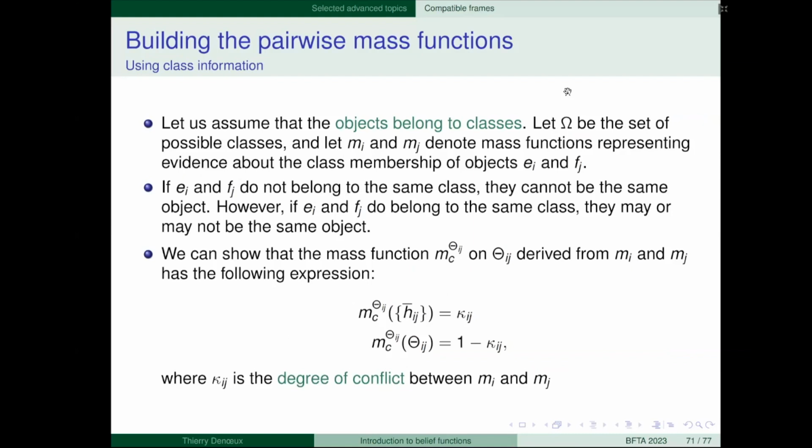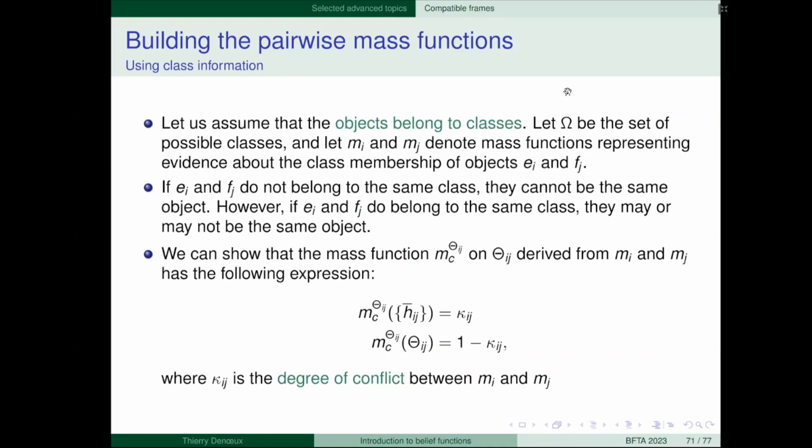So if two objects do not belong to the same class, they cannot be the same. If you believe this is a truck, and you believe this object is a car, then this is evidence that they are different. But if the class is the same, once again, it's not evidence that the objects are the same. You can have two different trucks or two different cars. So here again, we'll have a mass function with two focal sets, hij bar and theta ij.